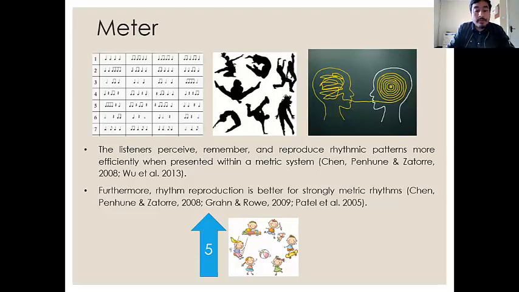In relation to rhythm, the listener perceives, remembers, and reproduces rhythmic patterns more efficiently when presented within a metric system. Furthermore, rhythmic reproduction is better for strongly metric rhythms. Additionally, Gembris shows that 5-year-old children can maintain a meter.